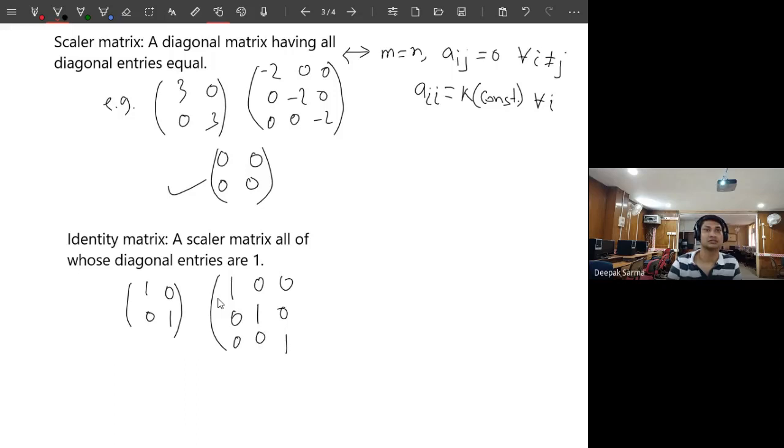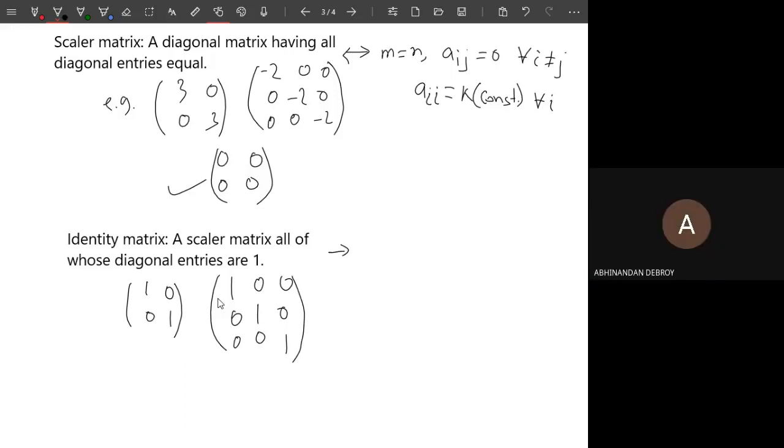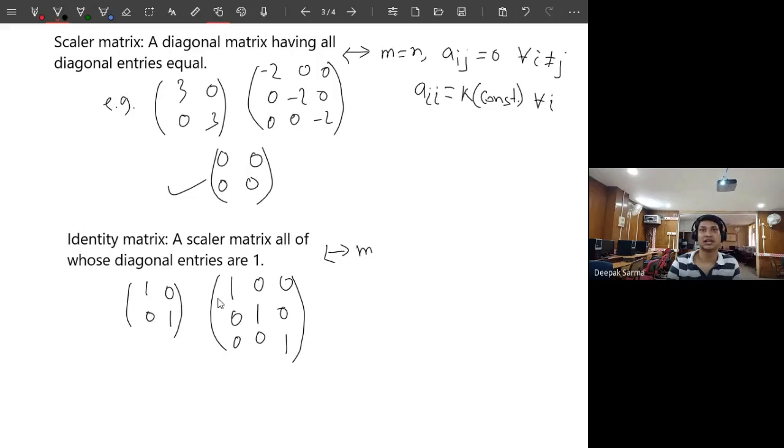Any question? In symbolic notation, again, M is equal to [a_ij]. Because it is scalar, all these things will happen: a_ij is 0 for i not equal to j. And here a_ii must be equal to 1, not any constant. In a scalar matrix all the diagonal entries are equal to any number, suppose 2, 3, 4. But here all diagonal entries are fixed. It is 1. Here I did not write the term constant because it is already 1 for all.